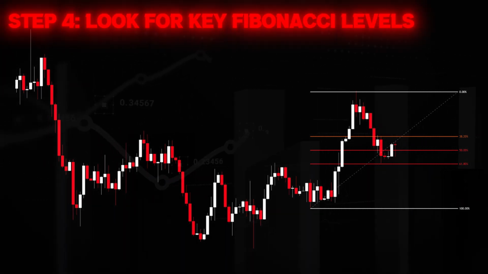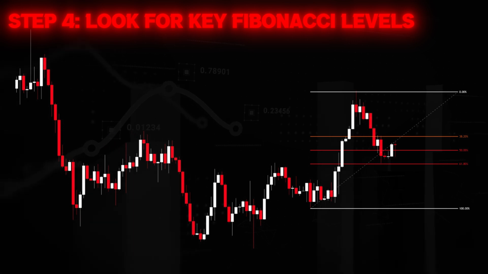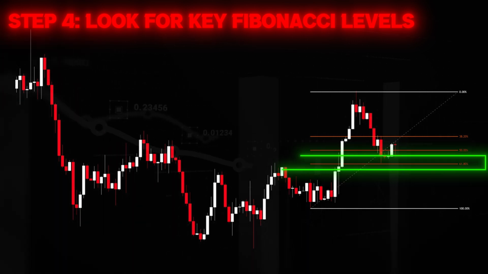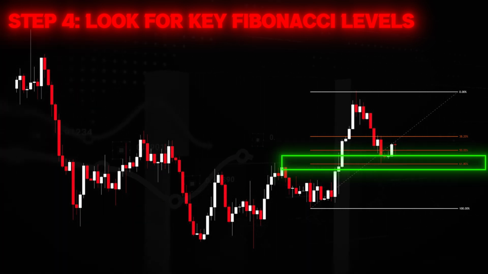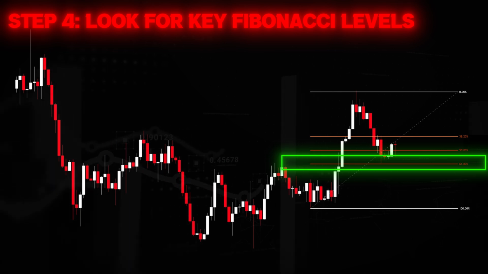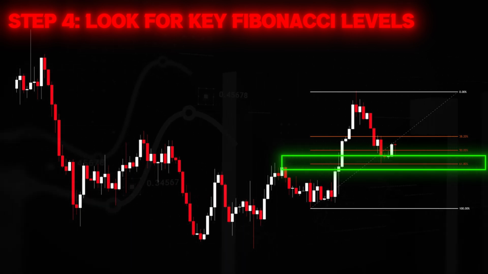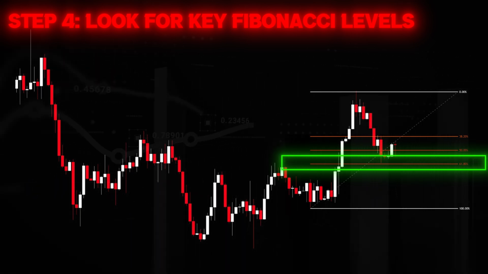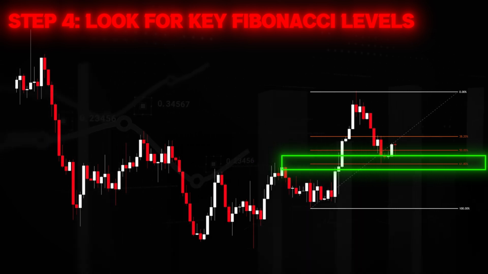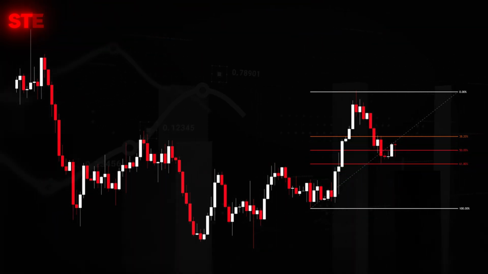Step 4. Look for key Fibonacci levels. Watch for the price to reach one of the key Fibonacci levels. These levels act as potential areas of value where the price may find support and reverse back into the direction of the uptrend.